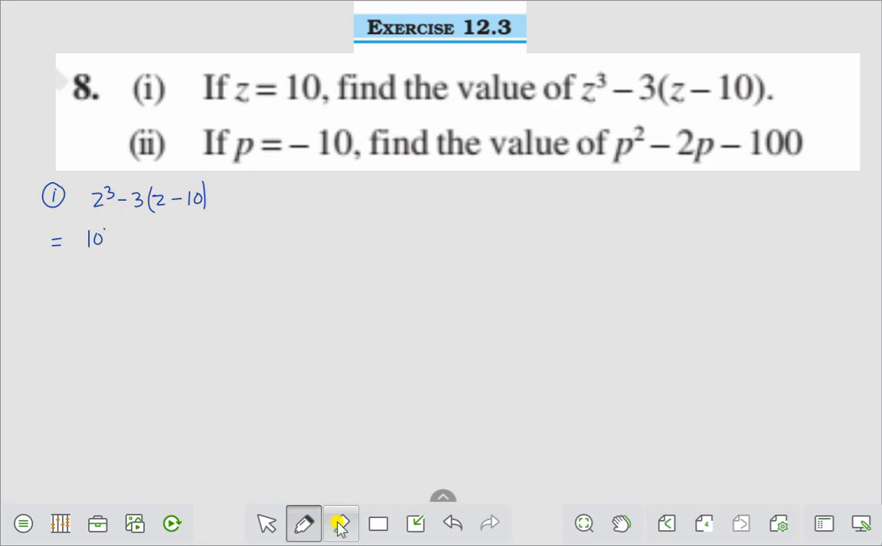Let us write first the term. First write the term here. Let us first find the term, that is z cube. That is z cube minus 3z. Minus into minus is plus 30. That is, we are getting z cube minus 3z plus 30, right? Or you can find the value of z also.